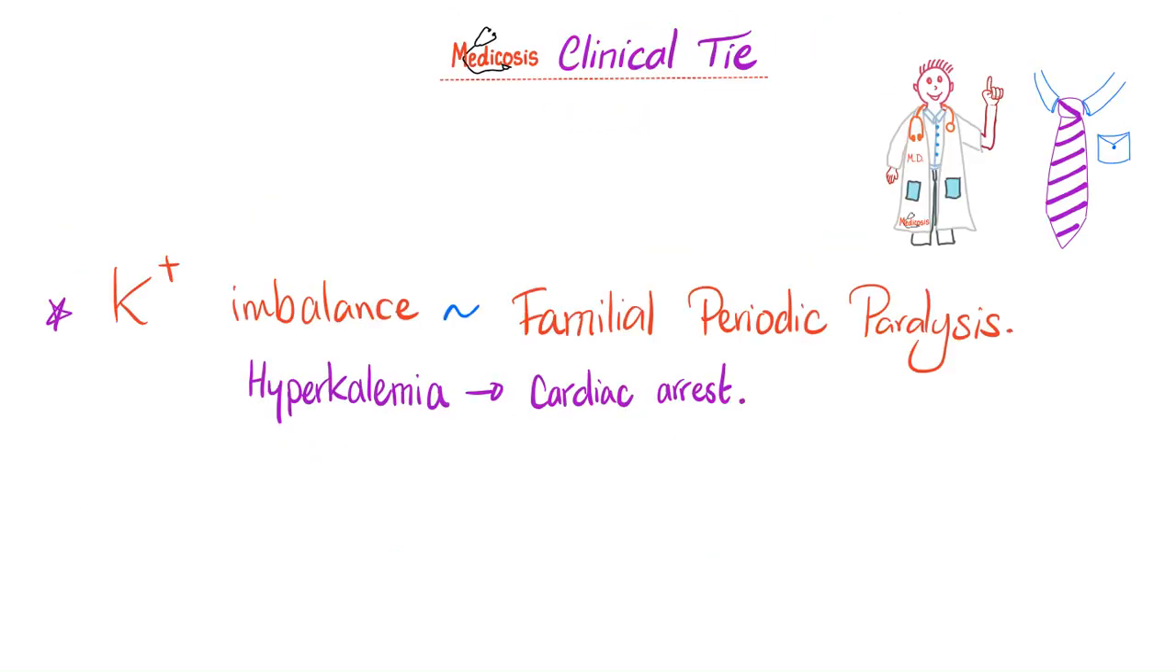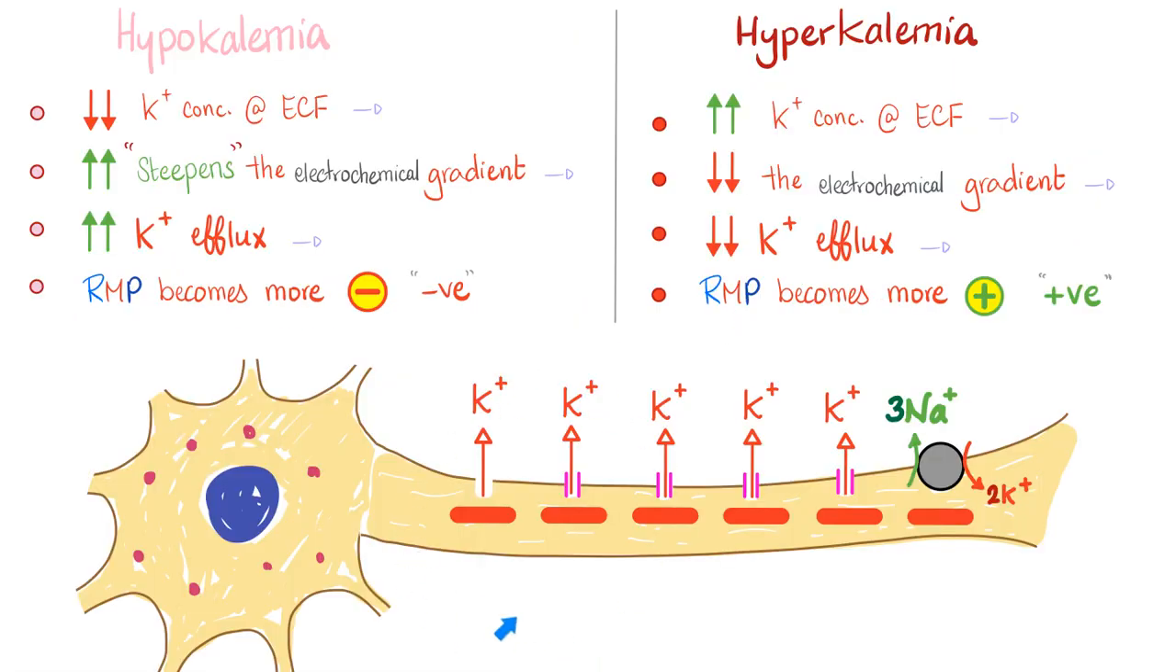Now, my favorite part of the lecture, the clinical integration. We'll talk about hypokalemia, hyperkalemia, and a disease known as familial periodic paralysis. During resting membrane potential, imagine that I have hypokalemia, which means less potassium outside. Decreased potassium concentration in the ECF will lead to what? What's going to happen to the electrochemical gradient?